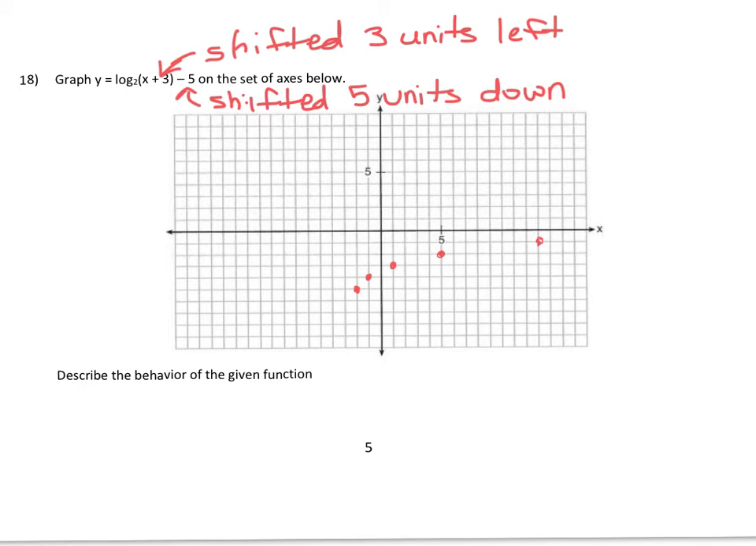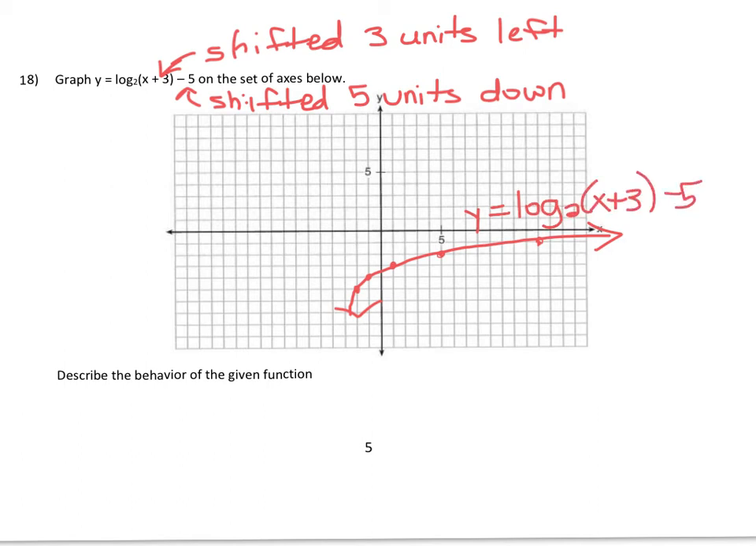Okay, so my graph is going to look something like that. Make sure that you don't cross over x equals -3. It's going to get closer to it, but never actually reach it. So this is the graph of y equals log base 2 of x plus 3 minus 5.